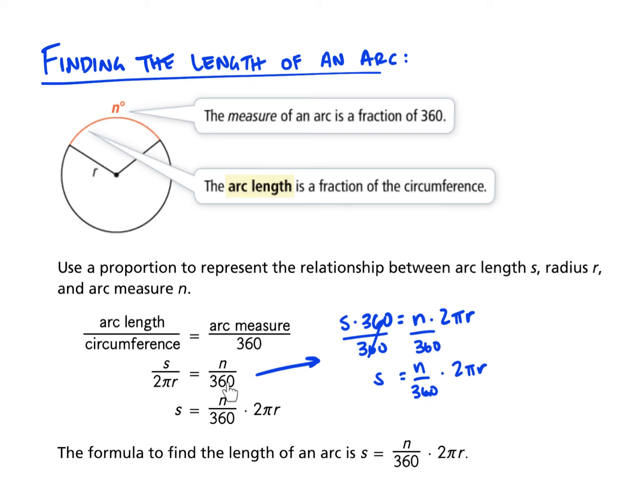But I can either use the proportion and cross multiply to solve, or I can use this modified version of that proportion where the arc length is isolated, all by itself, and I would just plug in the measure of the arc and the radius of the circle and do the math to figure out the arc length.